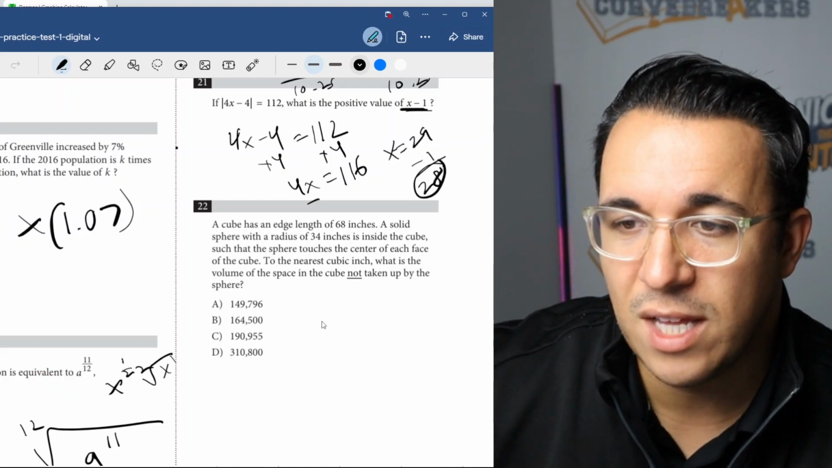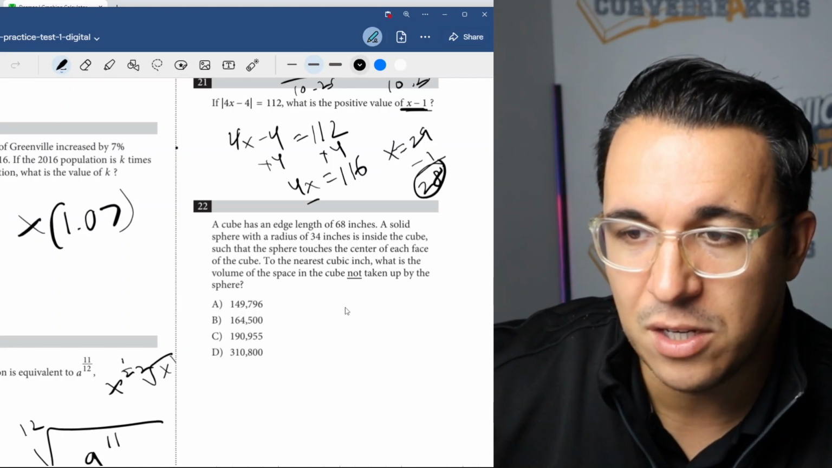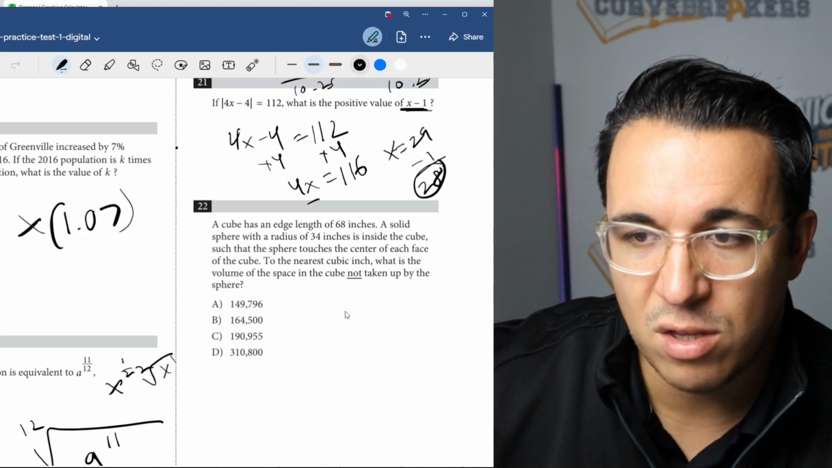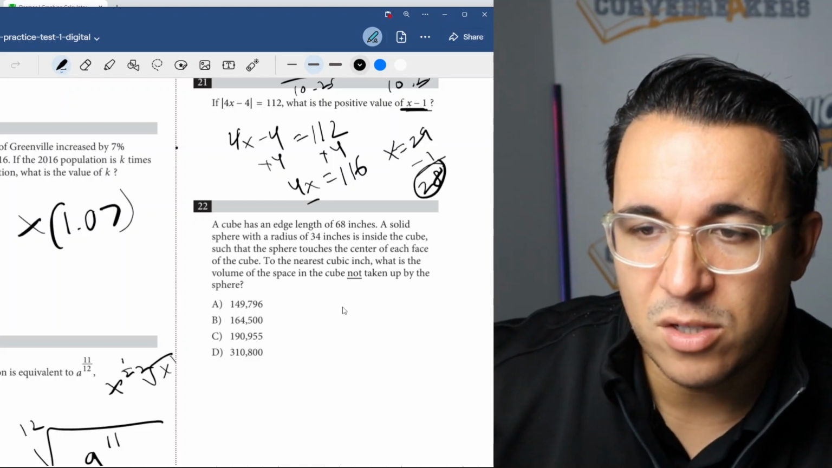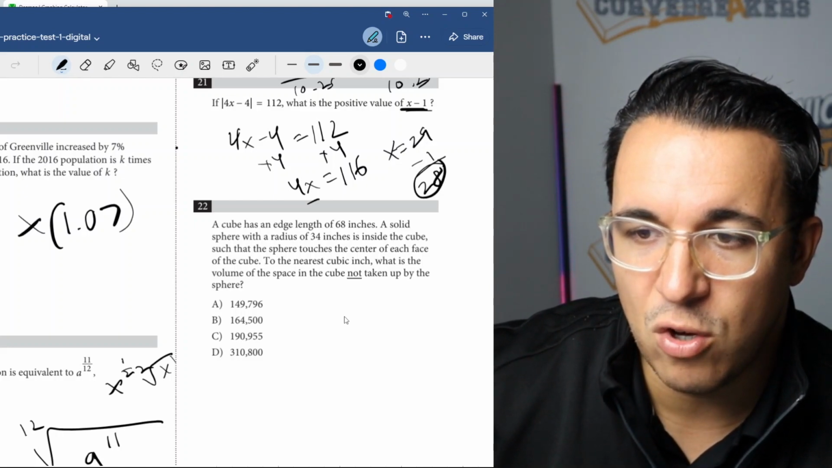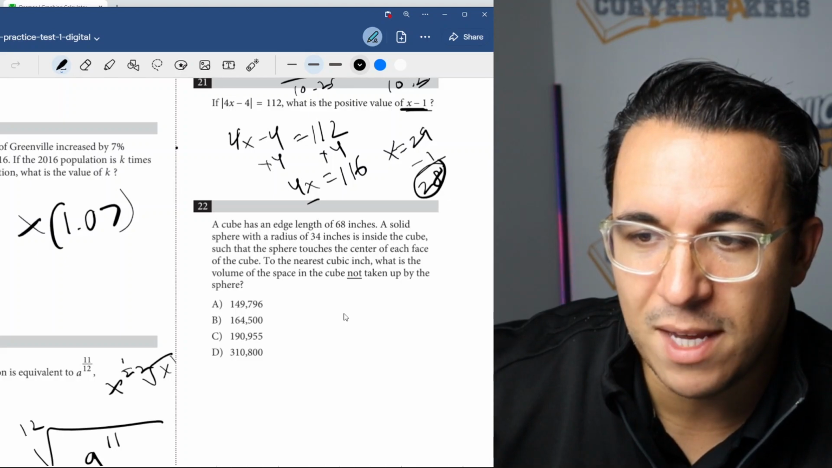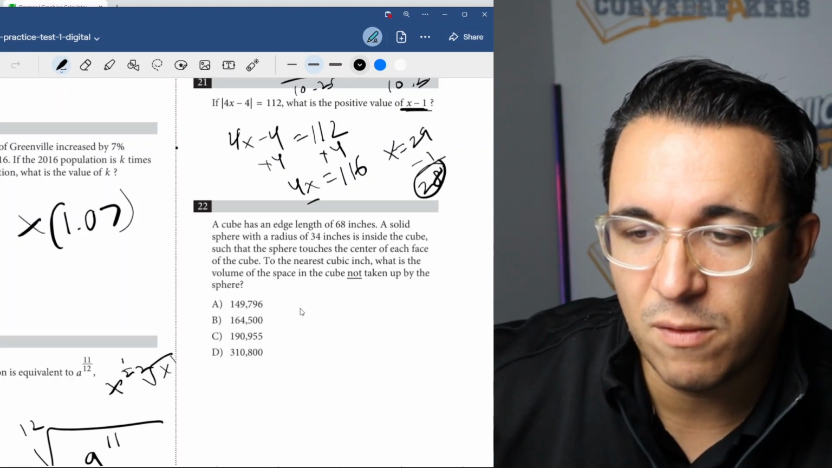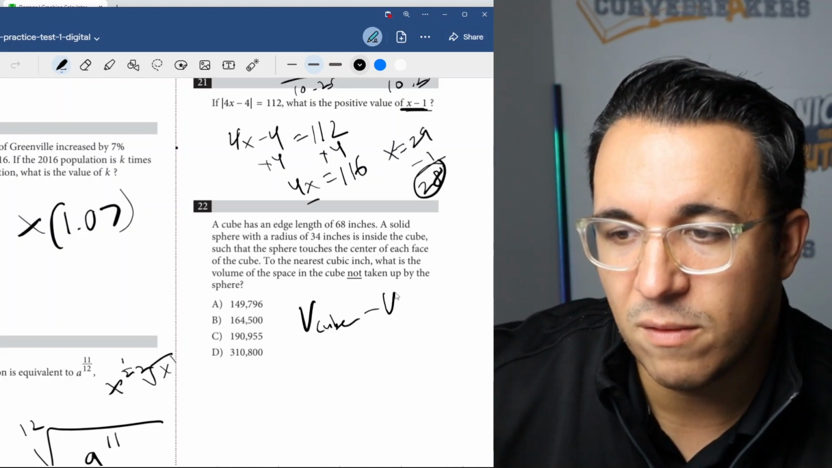A cube has an edge length of 68 inches. A solid sphere with a radius of 34 inches is inside the cube, such that the sphere touches the center of each face of the cube. To the nearest cubic inch, what is the volume of the space inside the cube not taken up by the sphere?